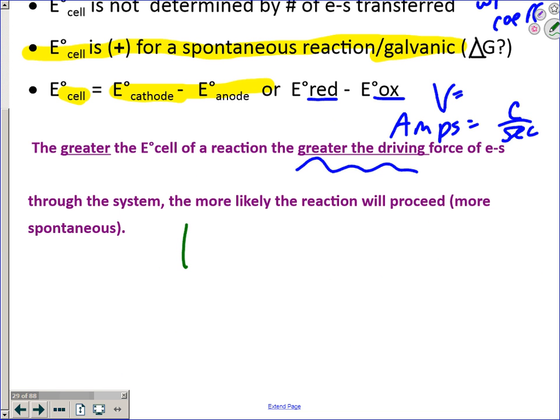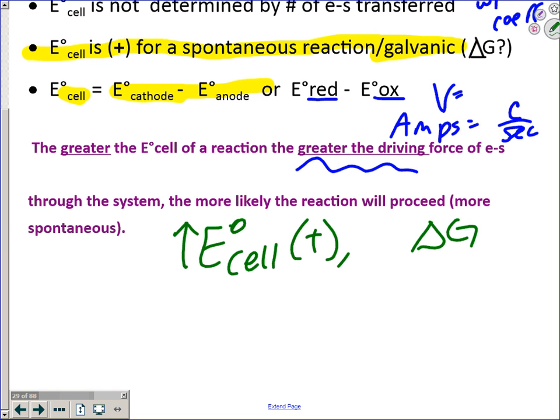So this basically means the greater the E cell, meaning more positive, the more negative the delta G. I'll even put more negative so it doesn't seem like I'm saying it's smaller. The more negative the delta G, the more spontaneous, or thermodynamically favorable, it is in that direction.